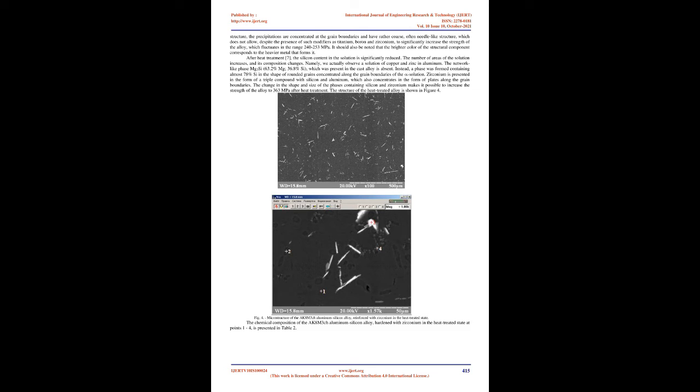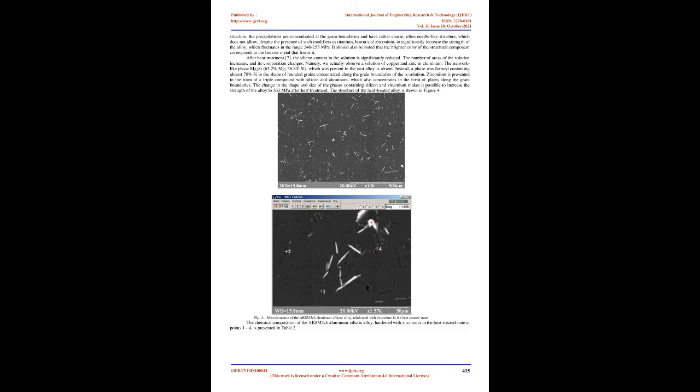The microstructure of a cast alloy of this type is shown in Figure 3. A rather coarse structure is observed, consisting of a solution of silicon and copper in aluminum and dark needles of silicon and phases that have Zr, Cu, Fe, Ti, Zn in their content concentrated along the grain boundaries. The strength of the alloy in the cast state is 253 MPa, the relative elongation is 2.3%.